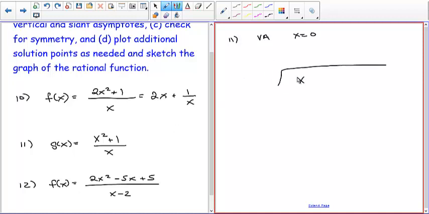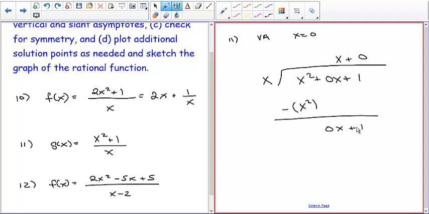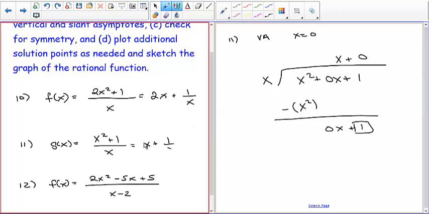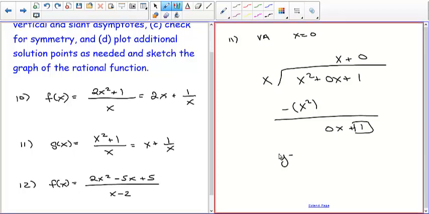So you have x squared plus 0x plus 1 divided by x. What do I need to multiply x by to get x squared? The answer is x. X times x is x squared. We're subtracting that. So that goes to 0. Bring the 0 down. What do I need to multiply x by to get 0x? The answer is 0. And then you bring this down. That's your remainder. So this is the same as x plus 1 over x. So the only difference is that my slant asymptote instead of y equals 2x is y equals x.